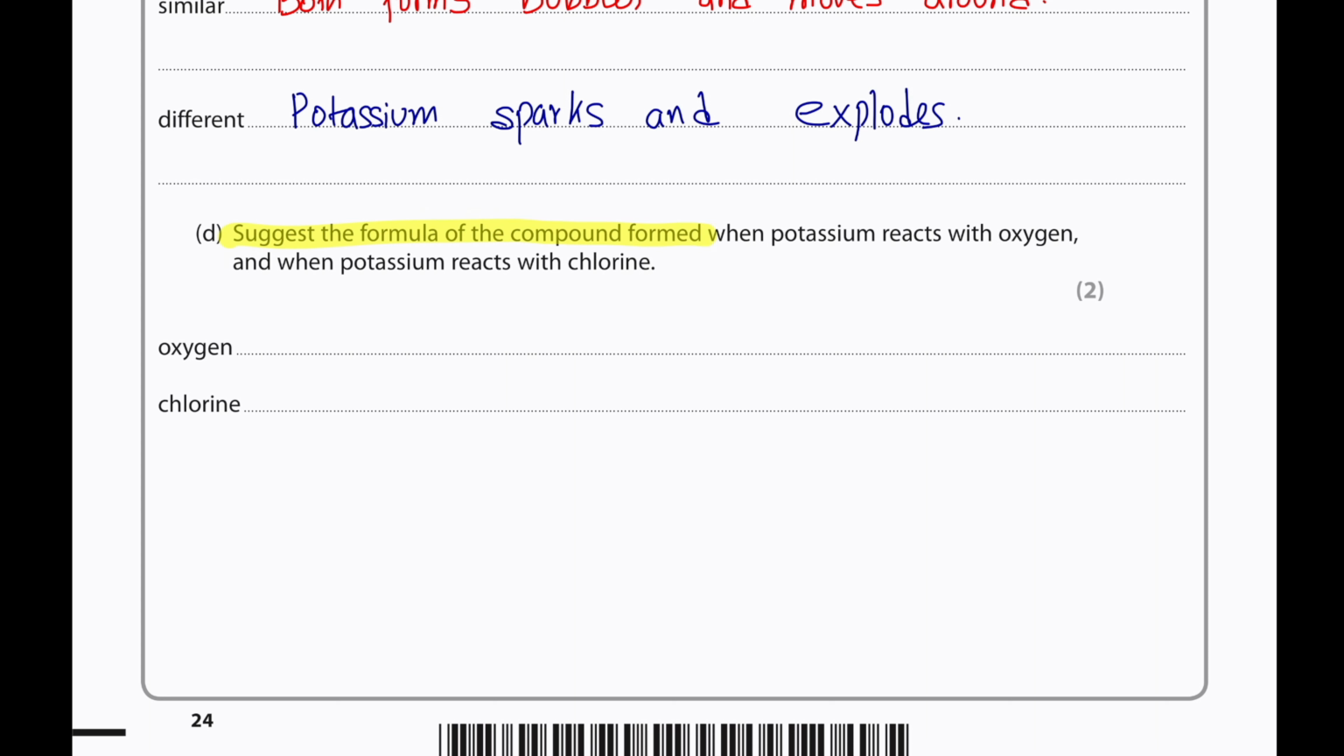Suggest a formula of the compound formed when potassium reacts with oxygen and when potassium reacts with chlorine. So when potassium reacts with oxygen, the formula will be K2O, potassium oxide. And when it reacts with chlorine, it will be potassium chloride, so KCl.